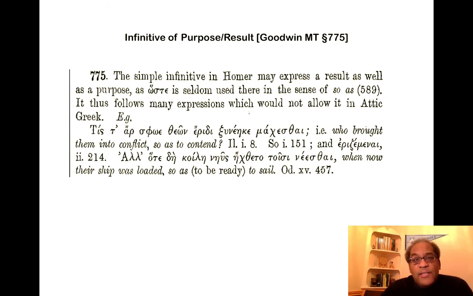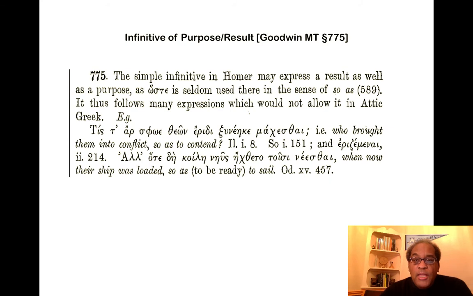Goodwin's Moods and Tenses. He hits this nail right on the head. He says in section 775, the simple infinitive in Homer may express a result as well as a purpose, since hoste, which is what you'd see in Attic, is seldom used there in Homeric Greek in the sense of 'so as.' The infinitive thus follows many expressions which would not allow it in Attic Greek, that is, in Homer.